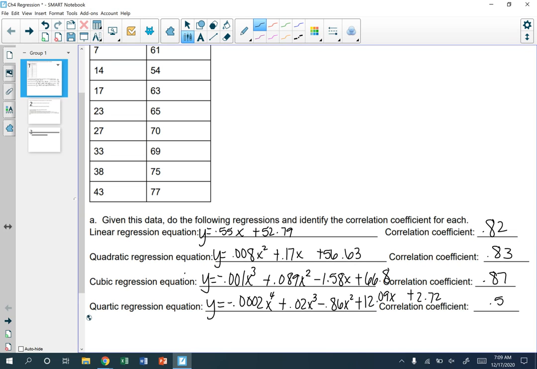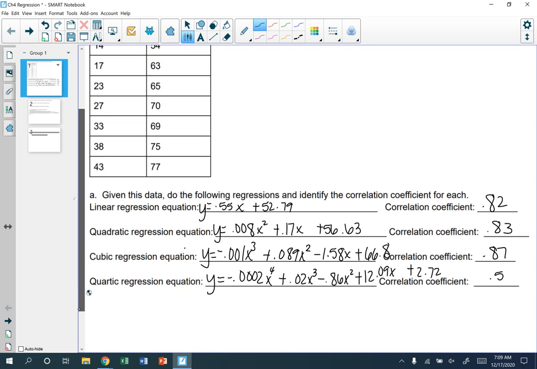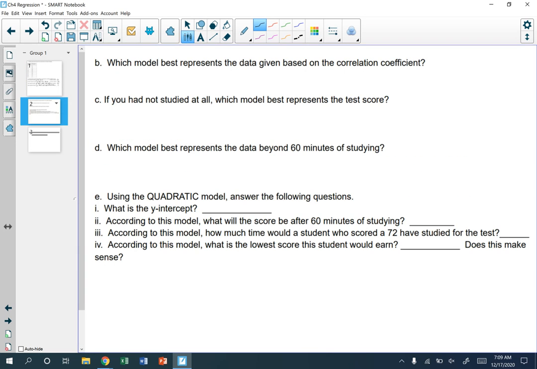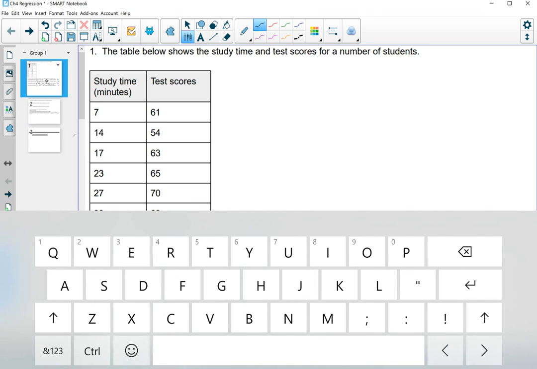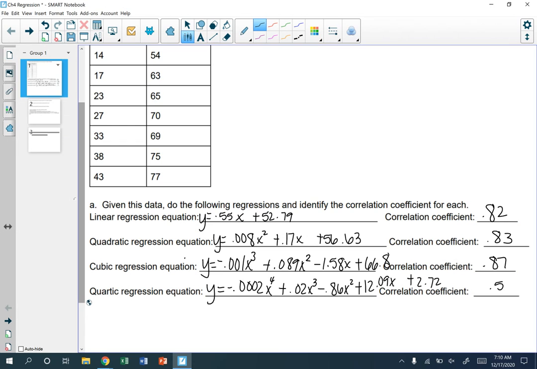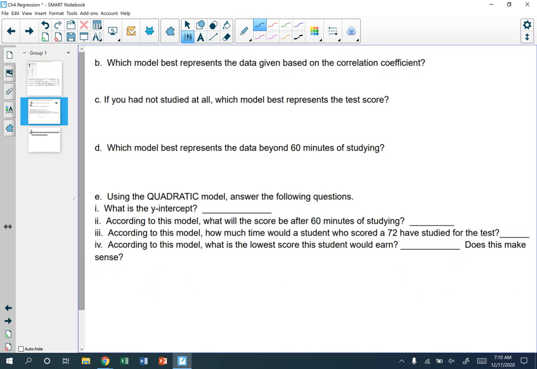Okay, so which model best represents the data given? We determine that by our correlation coefficient. So which one has the highest correlation coefficient? Well, that would be the cubic, right? So remember, a strong correlation coefficient is going to be closest to 1, and then weak is going to be 0, right? So it could be 1 or negative 1. We can have negative there, that would be fine as well. That just means it's a negative function. Okay, so anyways, closest to 1 here, 0.87. So then that was the cubic.